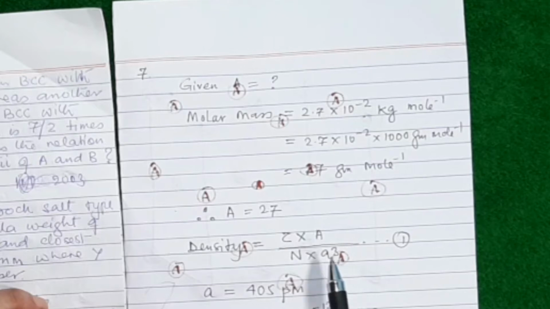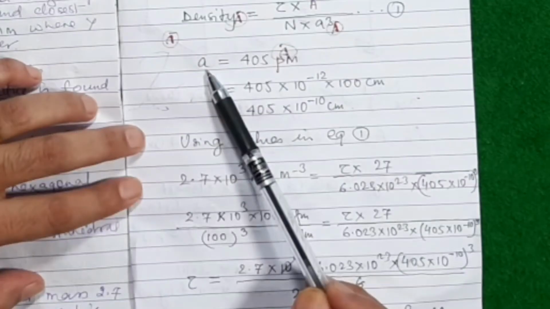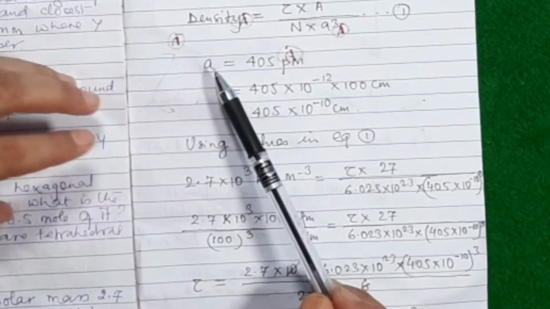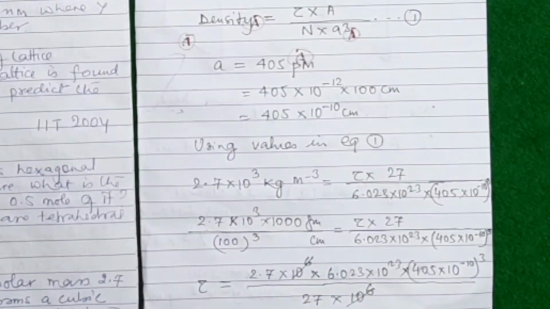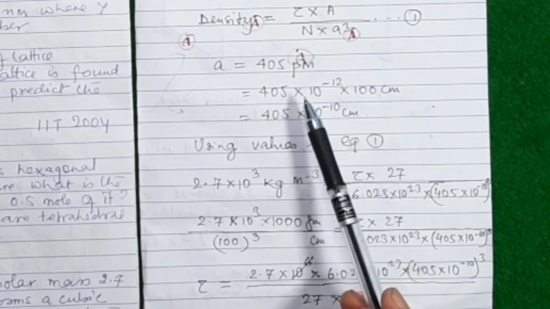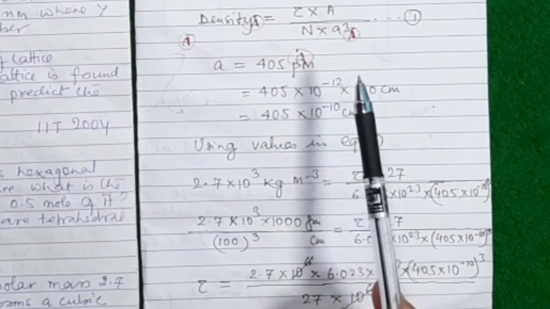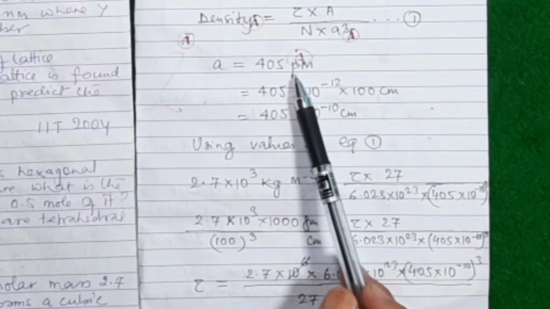So volume is A into A into A, edge length into edge length into edge length, A cube. Now A, that is the edge length of this unit cell, is given. How much? Here, it's given 405 pm. So again, I've got to convert this unit because we are dealing with grams, CGS unit. So I want to convert this pico.